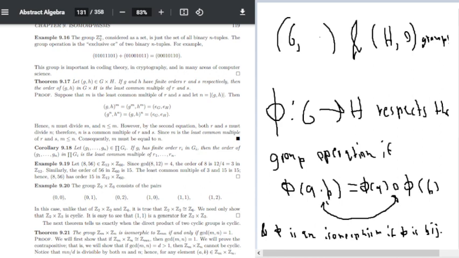Theorem 9.17. Let (g, h) be in G times H. If g and h have finite orders r and s respectively, then the order of (g, h) in G times H is the least common multiple of r and s.